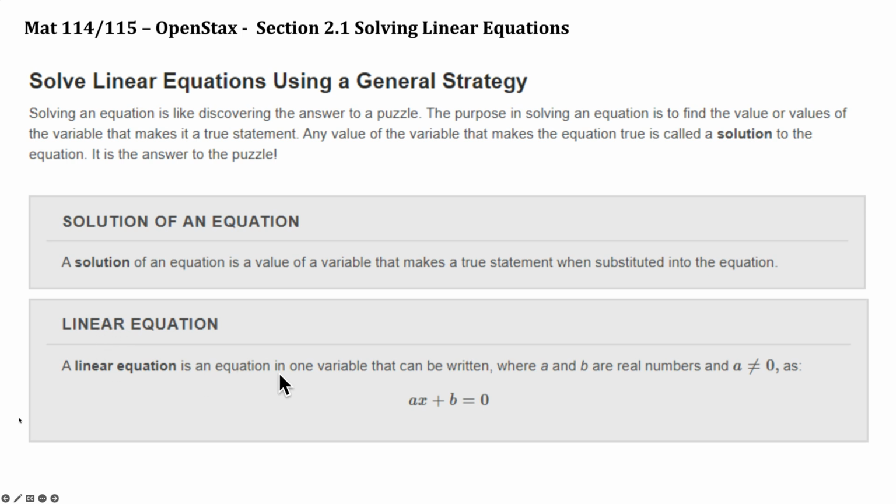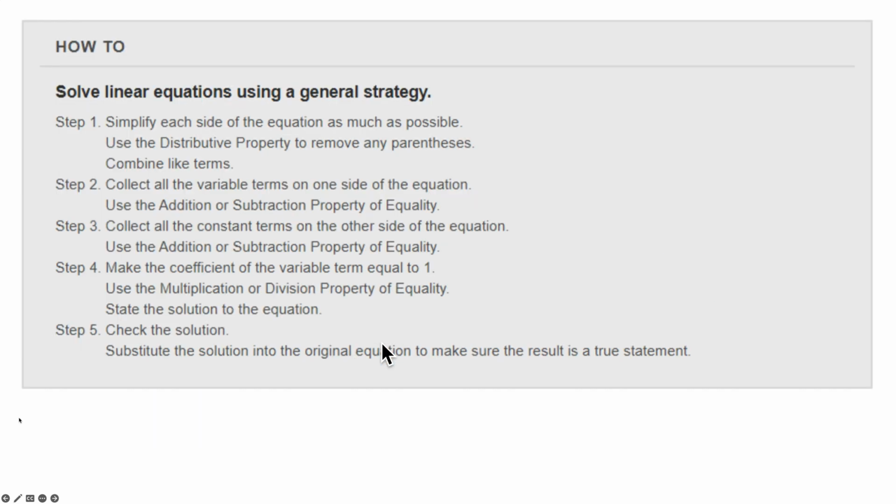A linear equation is an equation in one variable that can be written ax + b = 0, where a and b are real numbers and a is not equal to 0. So the concept here is we're going to have a lot of variable x's to the first power. We're going to be combining like terms, and eventually you want to isolate the variable term to one side, the constants to the other, and we're going to solve. So our strategy for that, here we go.